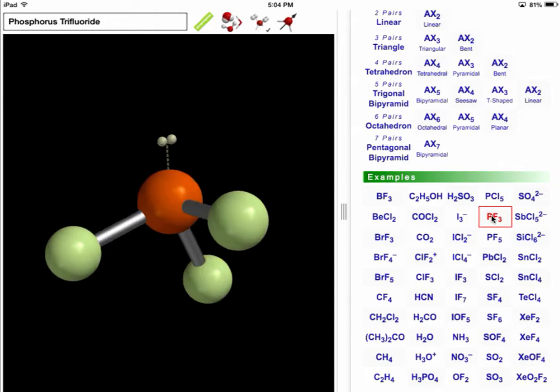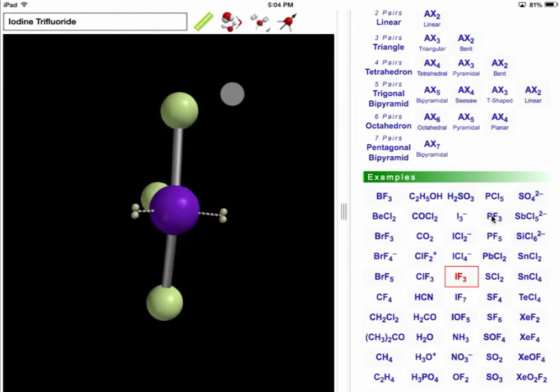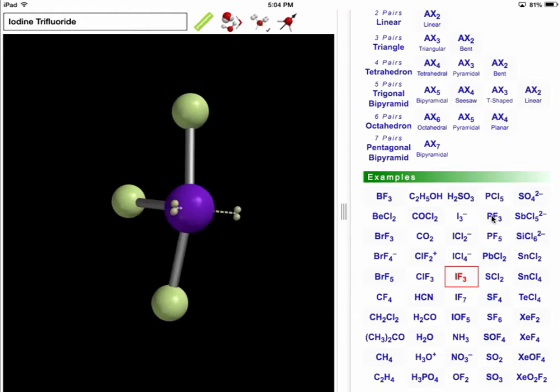Okay, let's try something that maybe gives us an expanded octet. Let's try IF3. All right, so for IF3, this is based around the ideal shape of AX5. That's where you have three pairs of electrons around the center here, what's called the equatorial position, and then the axial position, one up and one down. So this one is going to be AX3E2, and the shape for that one is T-shape. So AX3E2 is going to be T-shaped.